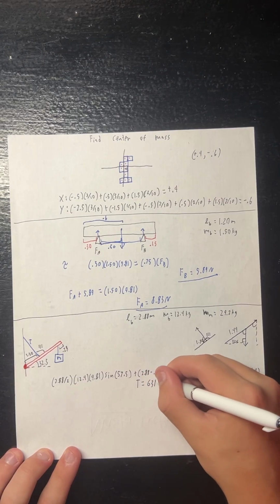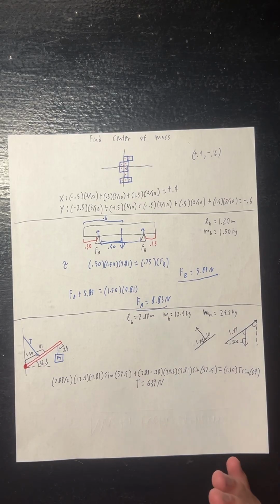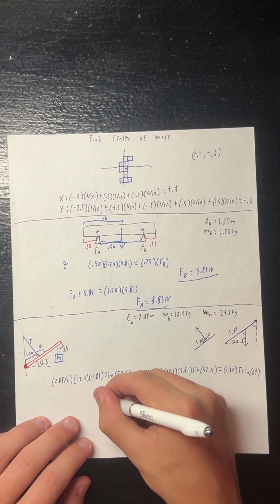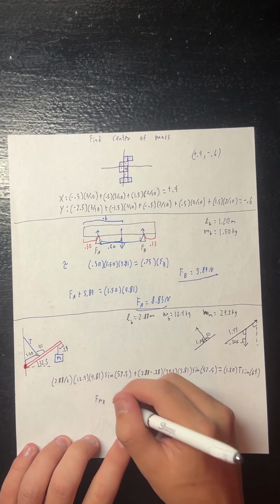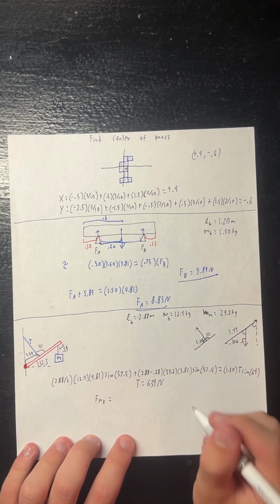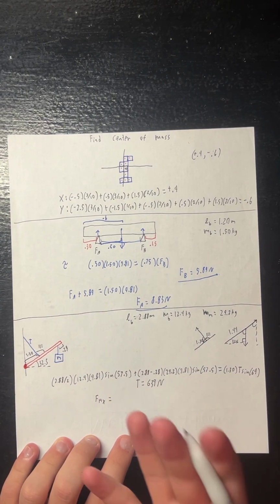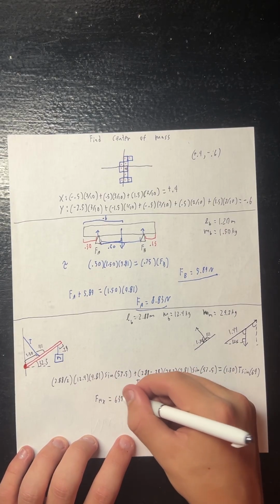639 newtons. Now, what do you do from there? By the way, sorry, what we're solving for is the force on the hinge in the x and y direction. So we get our tension, and now we can solve for force on the hinge in x. That's pretty easy. F_Hx, to indicate force on the hinge in the x direction, equals T sine theta, and you have to find the angle. Our T is 639.